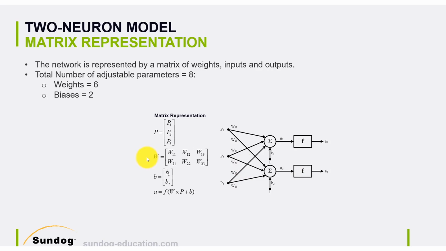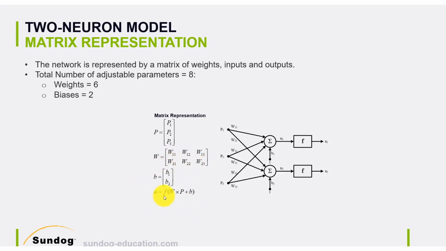So now we can simply use 2 matrices. We can represent the entire network in 2 matrices: matrices of biases, B1 and B2, and a matrix of weights. So we have weight 1,1, weight 1,2, weight 1,3, 2,1, 2,2, 2,3.